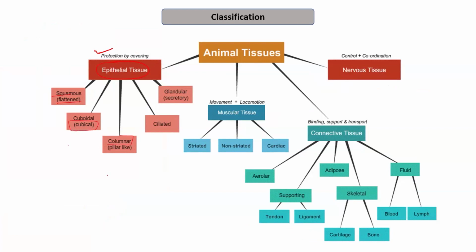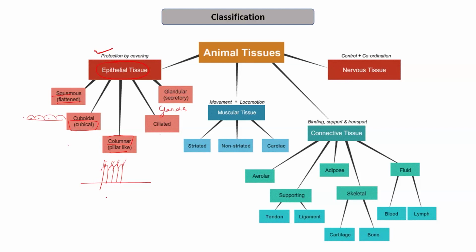Then we have columnar, which is pillar-like, so it forms a pillar-like structure. And squamous is the flattened one. Then we have ciliated, in which cilia are present on the columnar epithelial tissues. And then we have glandular, which is the secretory epithelial tissue. These are also known as the glands. So there were various glands.